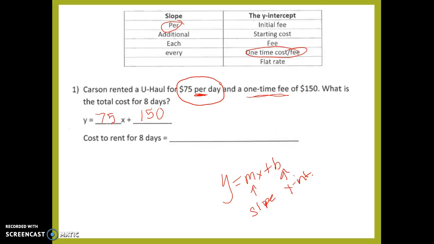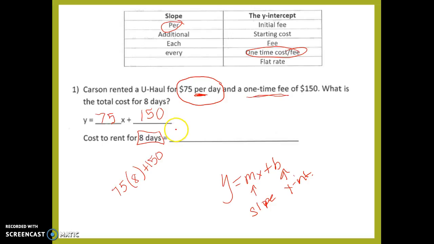So that tells me I need to find out the cost for 8 days. Well, I'm going to have to do 75 times 8 plus 150. So I'm going to rent my U-Haul for 8 days, so I have to pay $75 every day. And then I also have to give them an additional $150, and that's just a one-time thing. So in my calculator, I'm going to do 75 times 8, and that's $600. Plus 150 would be $750.